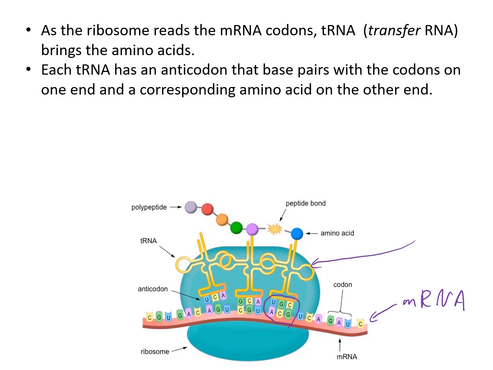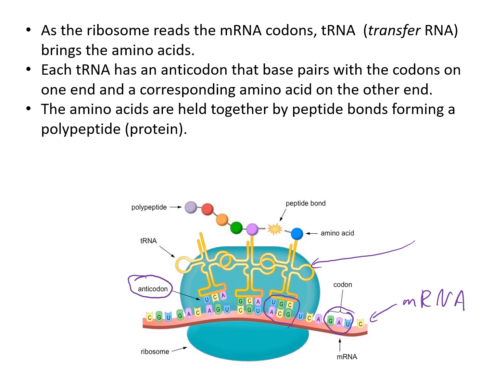Now, each transfer RNA has its anticodon that base pairs with the codon, and then the corresponding amino acid at the other end. So again, here's the codon, which is right here. Now, the part that is on the transfer RNA is this part right here, which is called the anticodon. Okay, the anticodon is the opposite of the codon, or in other words, combines with it.